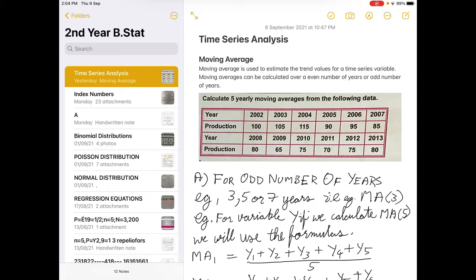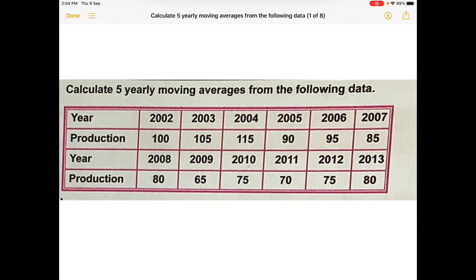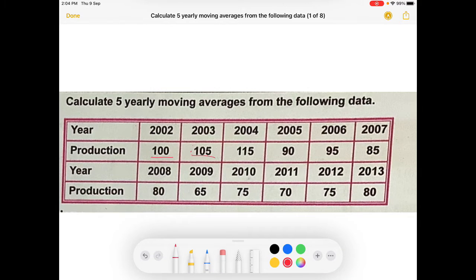If you look at the table here in front of you, in 2002 the value is 100. In the year 2003 it is 105. In 2004 it is 115. So it is steadily increasing from 2002 to 2004. Then in 2005, 2006 and so on, it starts falling again. It fell to 90, got back up to 95, then fell to 85, then again fell to 80, 65, then started rising again: 75, 70, 75, 80. So you can see there is fluctuation, it's going up and down.